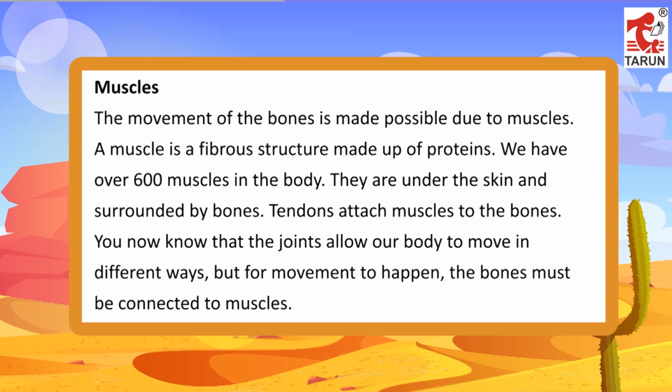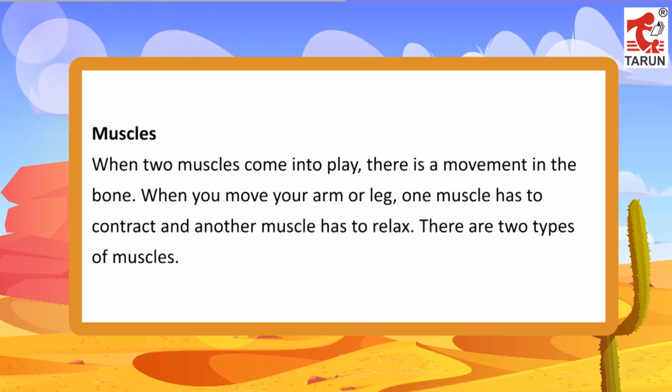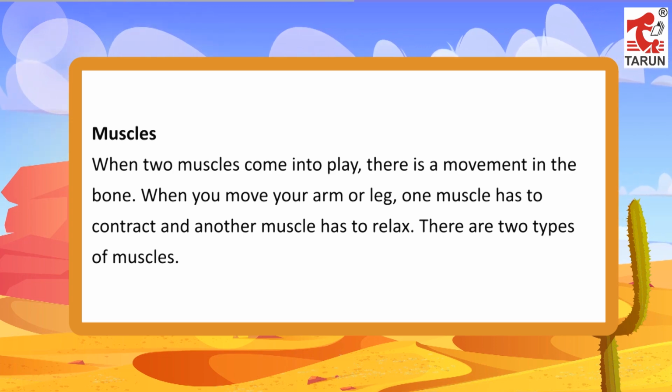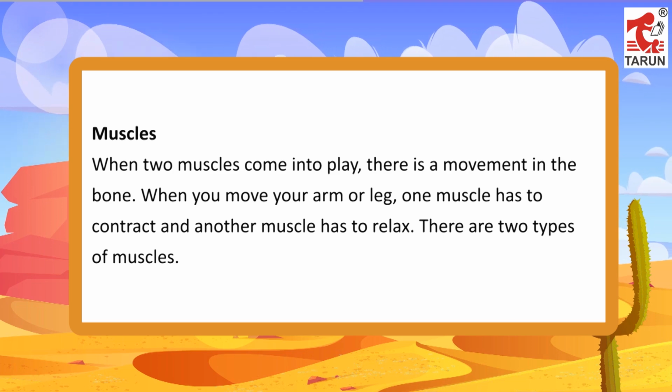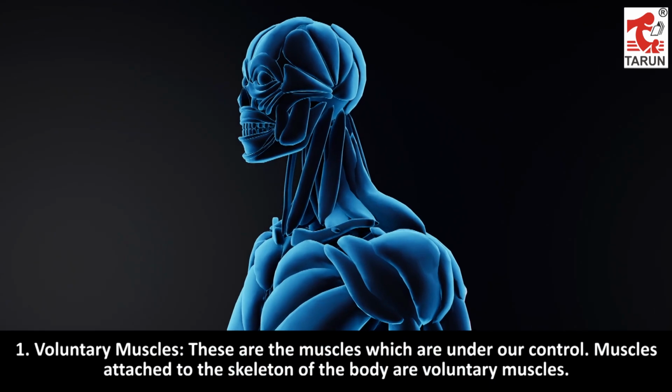You now know that the joints allow our body to move in different ways, but for movement to happen, the bones must be connected to muscles. When two muscles come into play, there is a movement in the bone. When you move your arm or leg, one muscle has to contract and another muscle has to relax. There are two types of muscles. 1. Voluntary muscles.